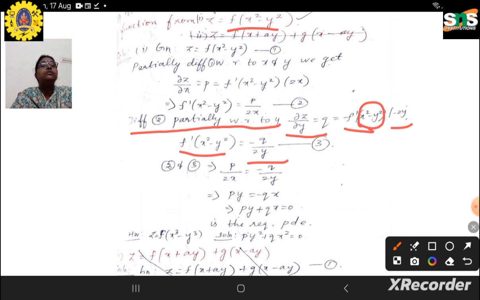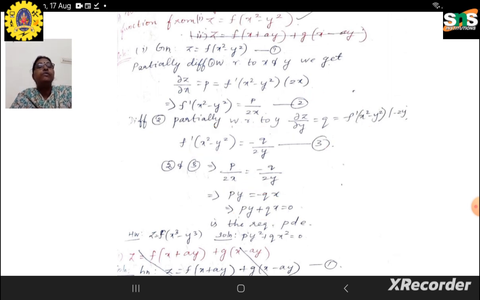After this, comparing equation numbers 2 and 3, the left hand sides are equal, so the right hand sides are equal. Comparing these two, we can write them as an equality condition. Then cross multiply these two and all together comes in the numerator. The 2 we can cancel, and py equal to qx alone will come. Writing on one side, px plus qy equal to 0 is the required partial differential equation. So this way we got the equation.